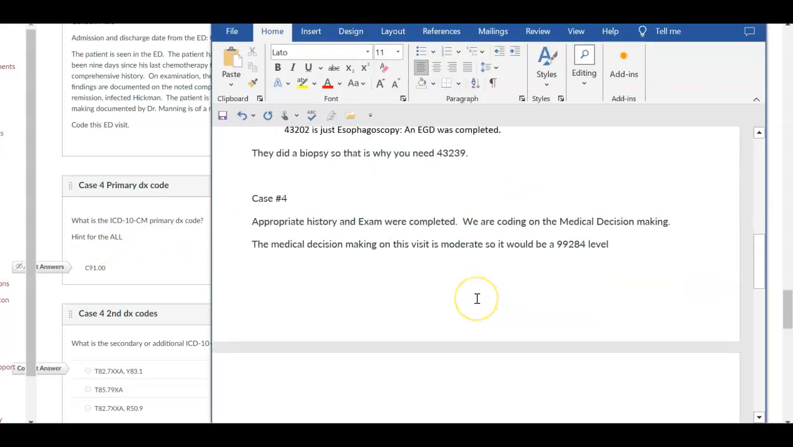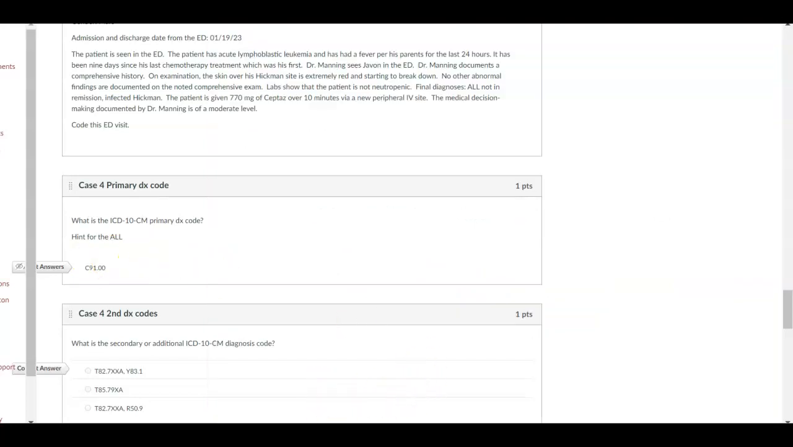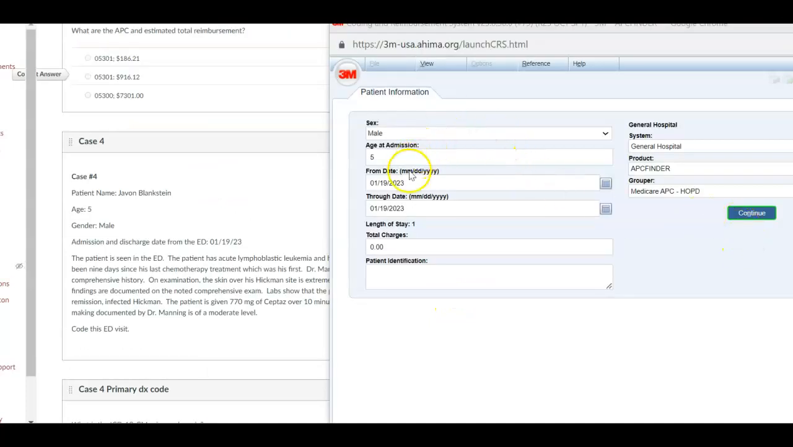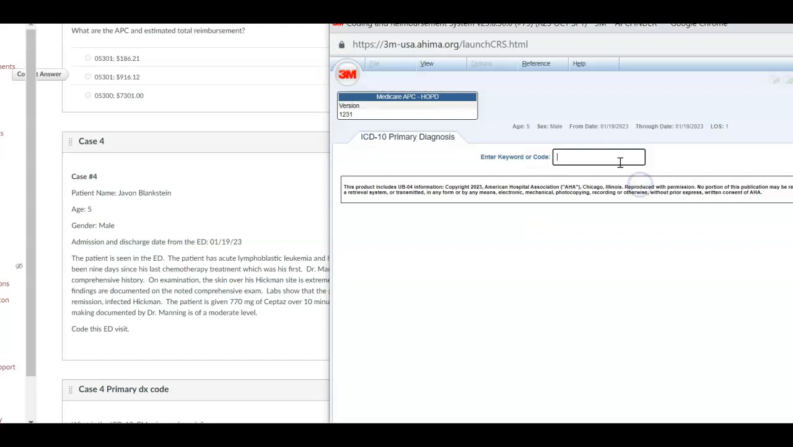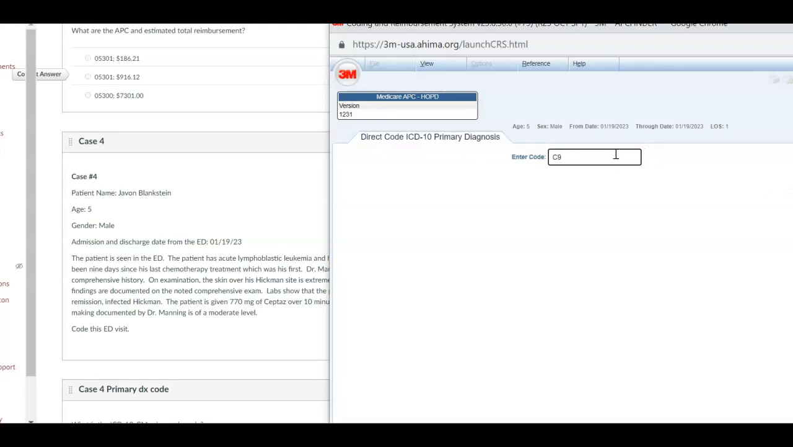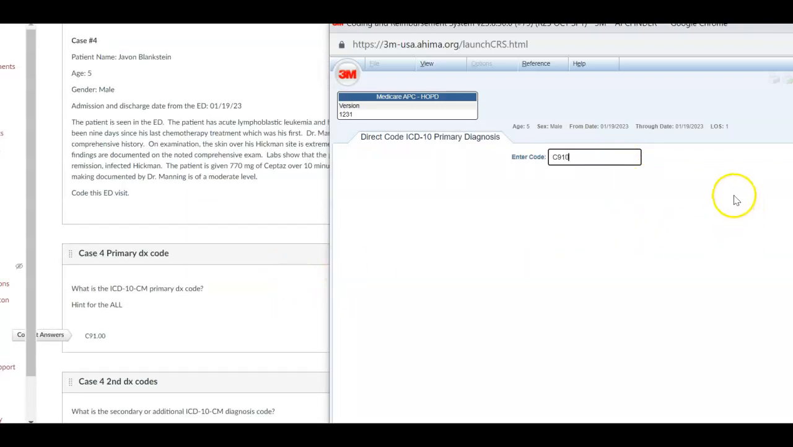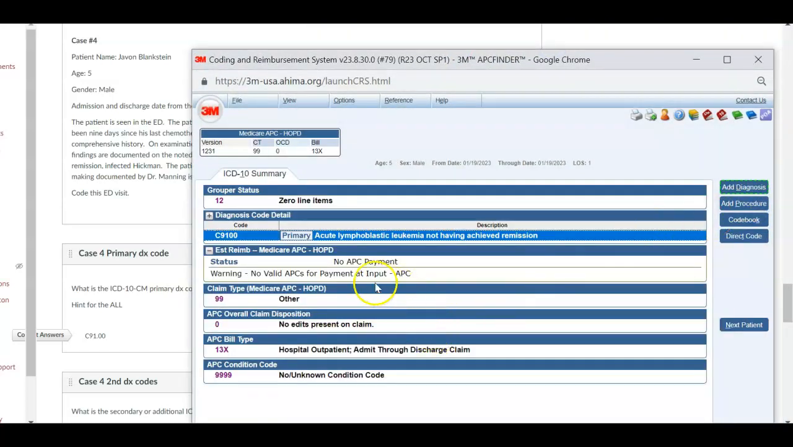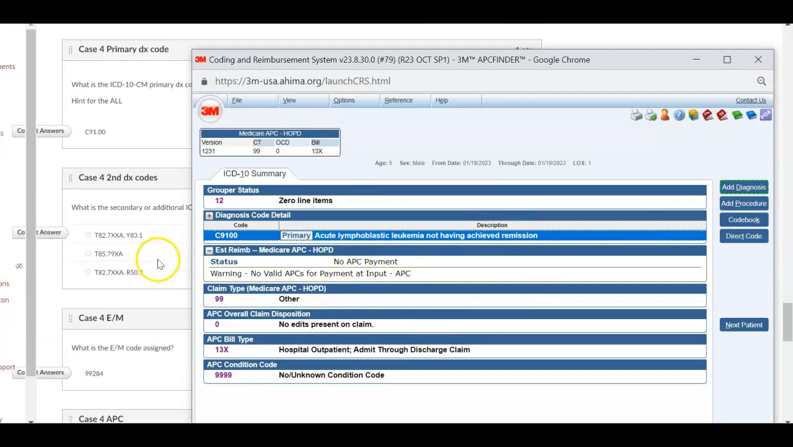All right. Okay. So with case number 4, this one was pretty cut and dry. Let me get this pulled up. As you can see here, everything's switched. Male, age 5, of 1/19. Go ahead, a hospital outpatient. We're going to put in our primary diagnosis, which is C91.00. All right. With that, we have acute lymphoblastic leukemia, not having achieved remission. And then we're going to have 2 right here.